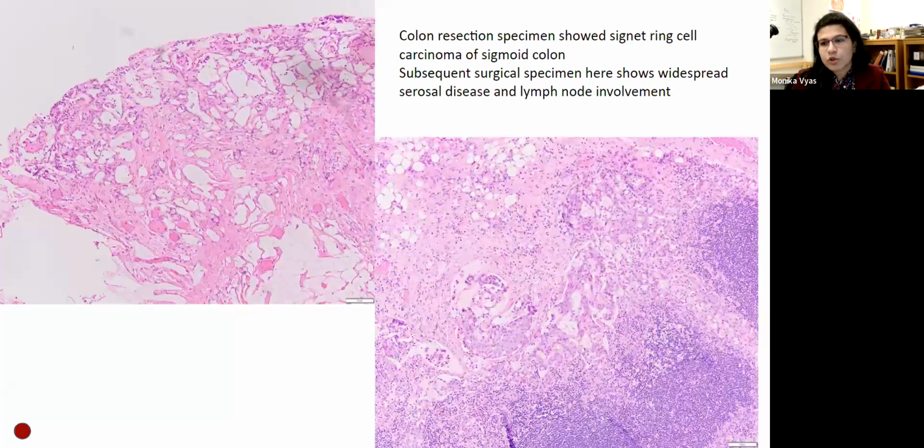This patient went on to have a procedure outside of our institute, and that resection showed signet ring cell carcinoma involving the sigmoid colon. The patient did come back here and had an additional resection, which showed similar signet ring cell carcinoma in multiple foci throughout the serosal aspect of the additional colon that was resected, and also involving fibroadipose tissue. On the bottom right, you can see a lymph node, which is again involved by signet ring cell carcinoma. So the primary site in this case was the lower GI tract.